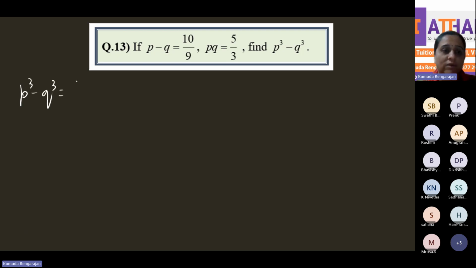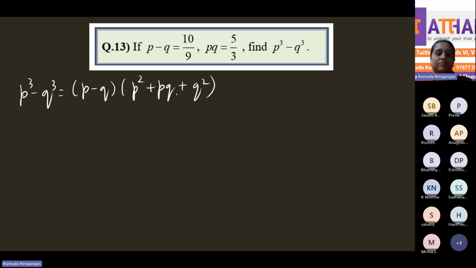If supposing you use this formula, p minus q into p squared plus pq plus q squared. Supposing you want to use this formula, or suppose it's given, using this identity, find the value of p cubed minus q cubed. So we have the value of p minus q, 10 by 9. We have the value of pq, 5 by 3. So we need to find the value of p squared plus q squared.